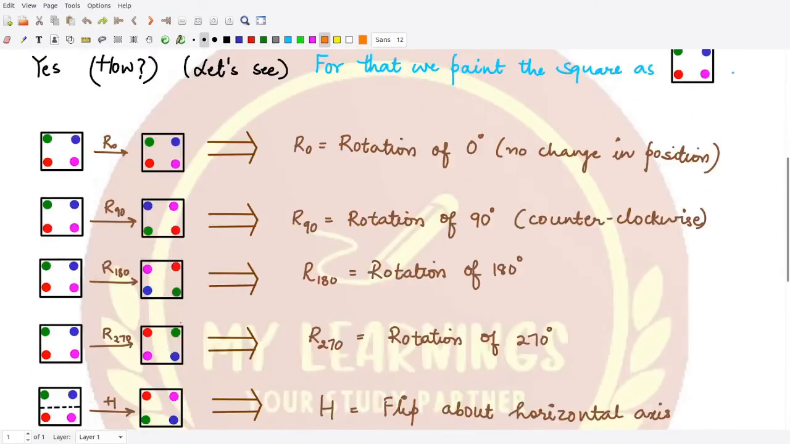Now you have to think that the first thing that we can do is we can flip it. How we can flip it? There are many ways to flip it. The first way is by flipping it about the horizontal axis. Now what is this horizontal axis?